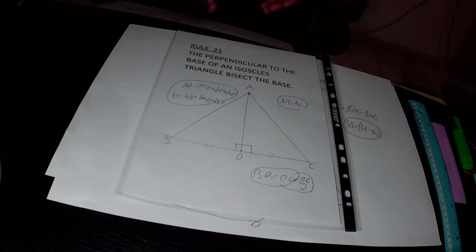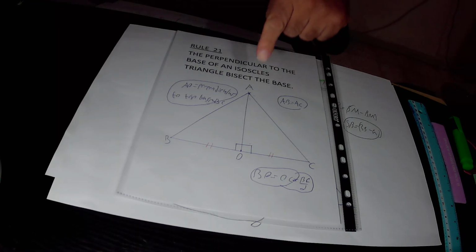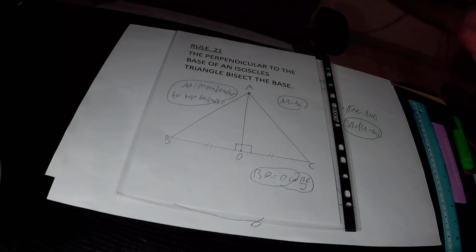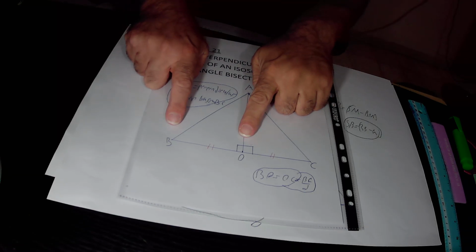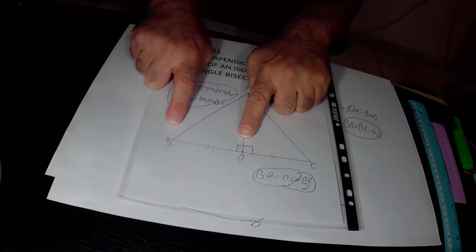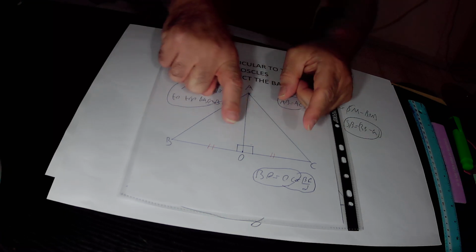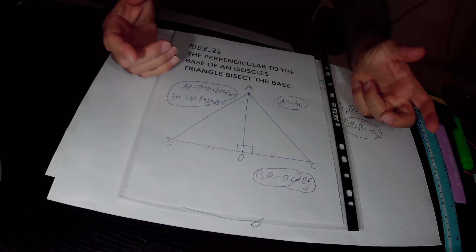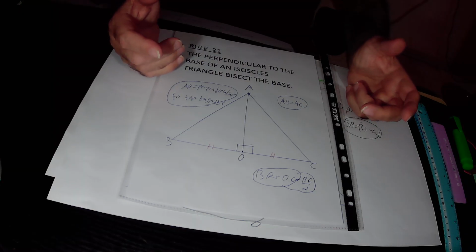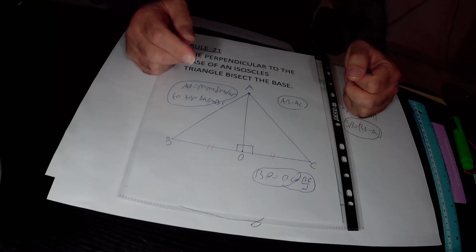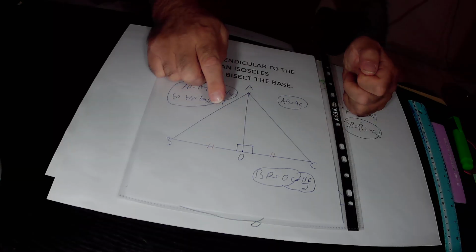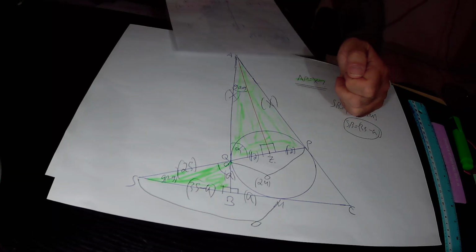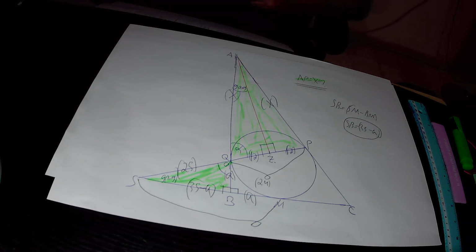According to Rule 21, the perpendicular AO bisects the base BC. So the first half is BO, and it is of course equal to the second half, OC, and each half must be equal to BC over 2, because BC has been bisected. So BO equals OC equals BC over 2. So we can implement Rule 21 in our drawing.